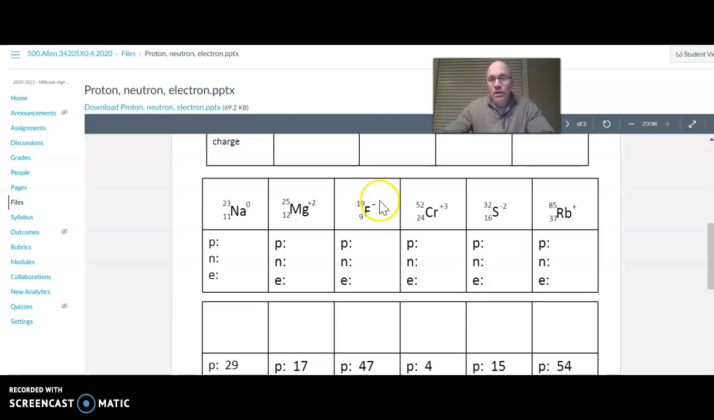Remember when you're drawing these, whenever the charge is either +1 or -1, you don't have to write the number. For example, when you just write it as F minus right here, then the charge would be -1. Here the charge is +1, but you just write it as Rb plus.